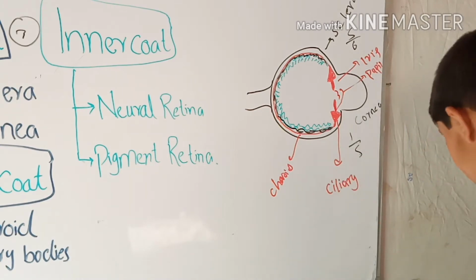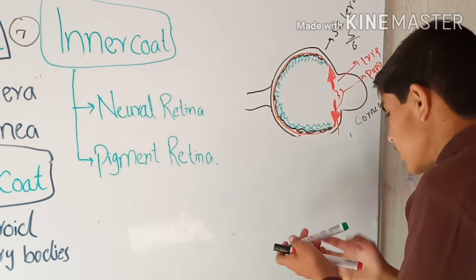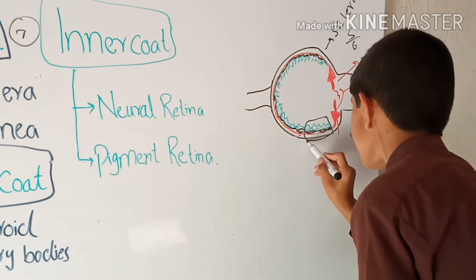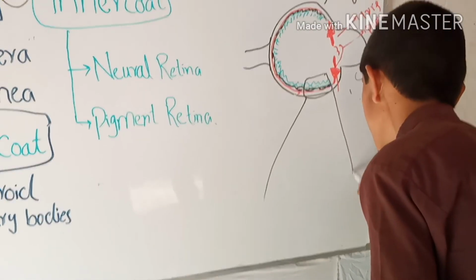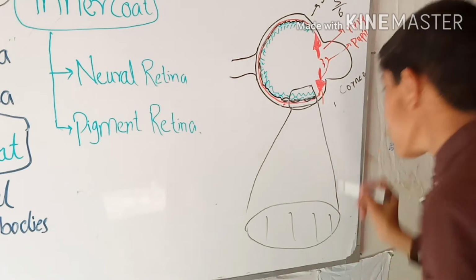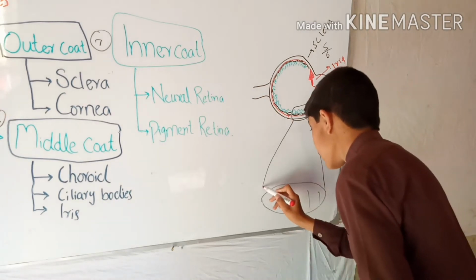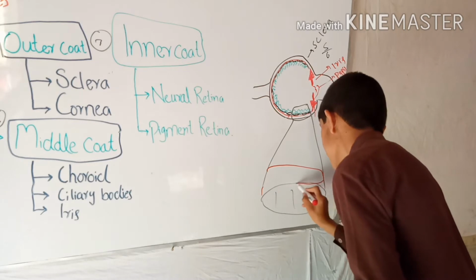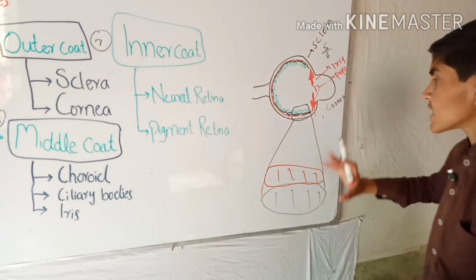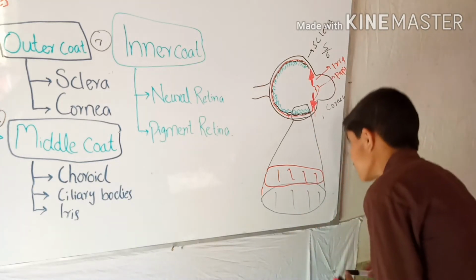I will make a zoomed-in picture down here, like this. Okay, so this was the outermost part, which we call the sclera. The next part is the choroid. And now the innermost part is called the retina, which is also divided into two parts. One is the pigmented part, so I'll mark it like this.